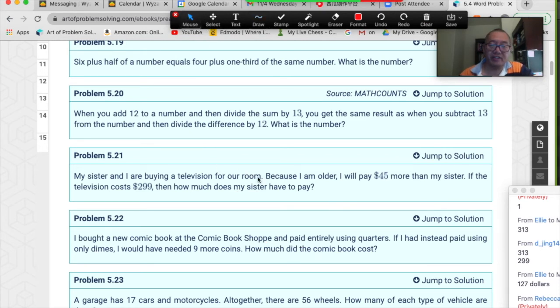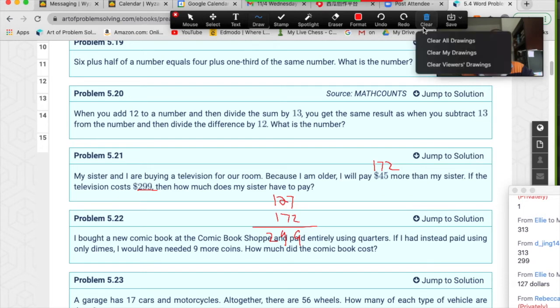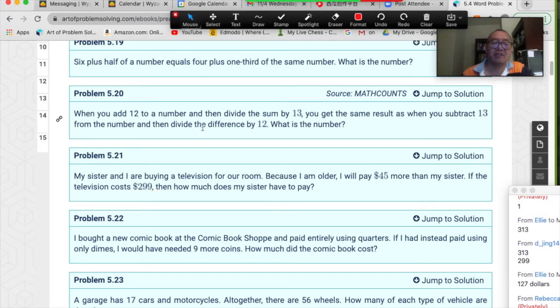You can check if your answer is correct. Say 127 is the amount of money my sister pays. So what I pay, that's 45 more than 127. So that means what I pay is 172, right? So 127 plus 172, you get 299. So that means it exactly equals the TV's price. That's correct. So that means we did it correctly.